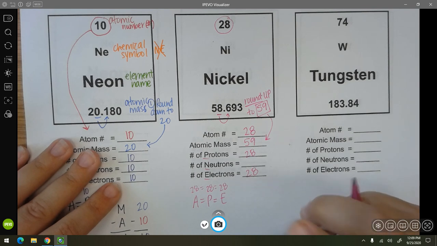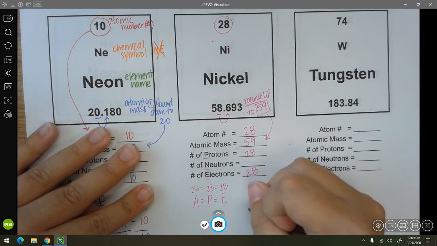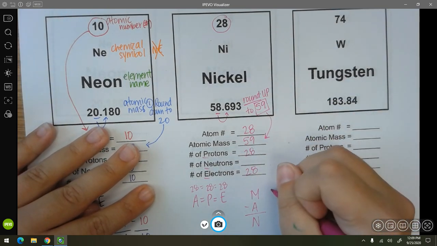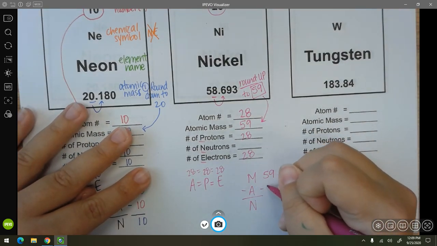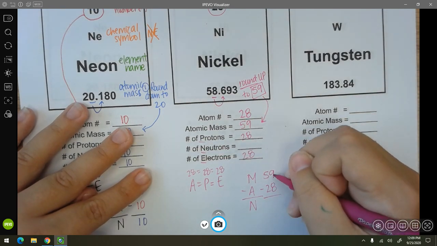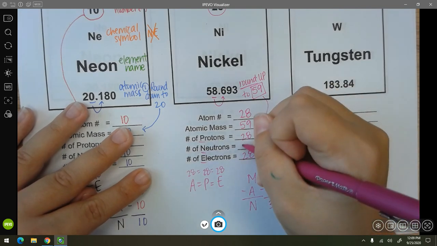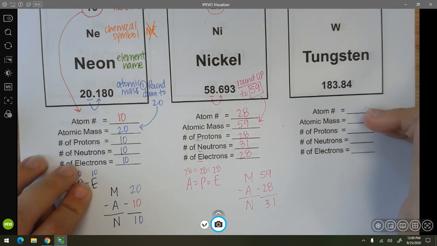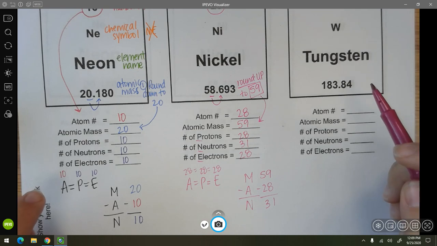Okay? So now we're going to use the man portion of APE Man. So our mass is 59. Our atomic number is 28. Now we got to find our number of neutrons. So 9 minus 8 is 1. 5 minus 2 is 3. The number of neutrons is 31.